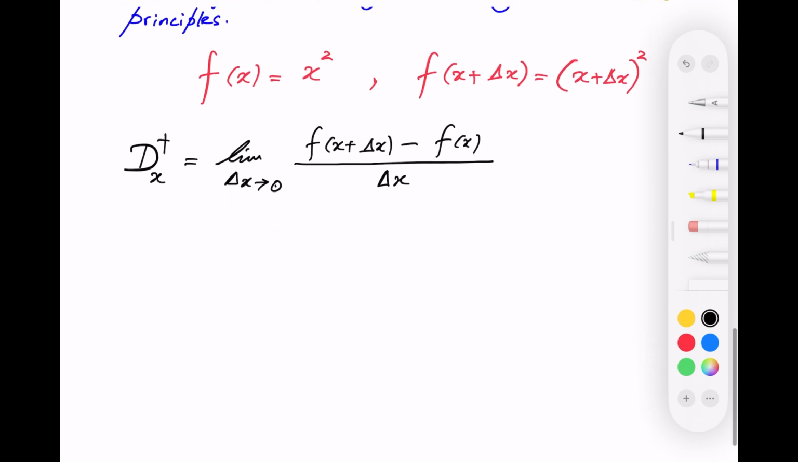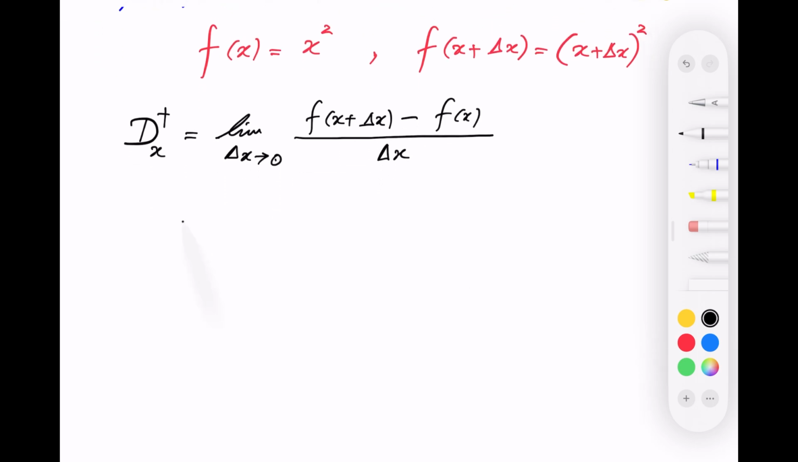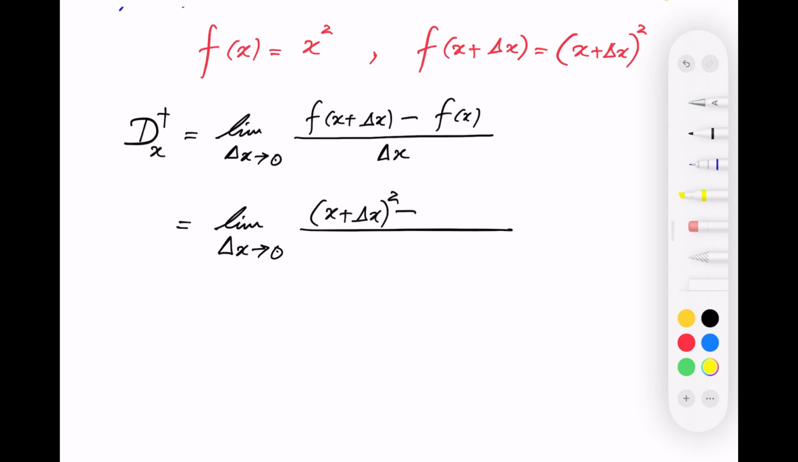Now let me go ahead and substitute those values. This is equal to the limit as delta x approaches 0. On the numerator, we know that f of x plus delta x is equal to x plus delta x, everything squared. So this first term should be x plus delta x, everything squared. That minus f of x, which is equal to x squared. In the bottom, we just have to write down the term delta x as it is.